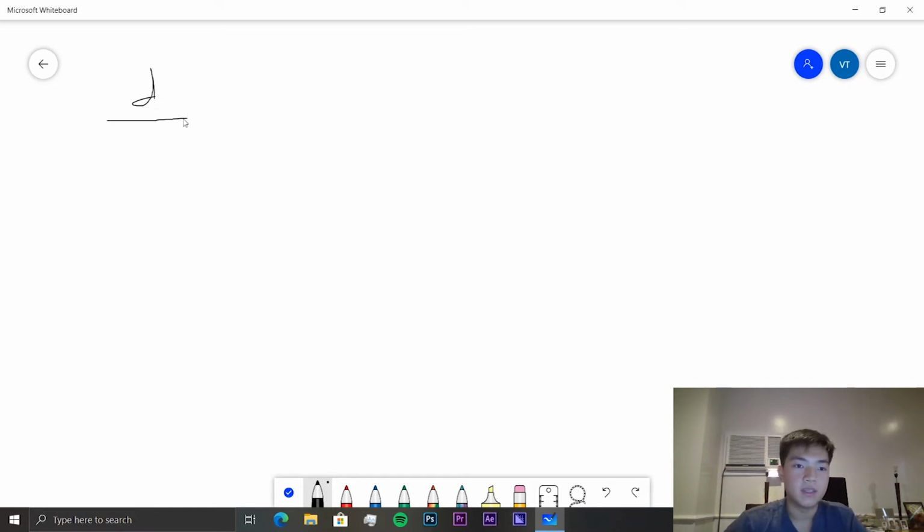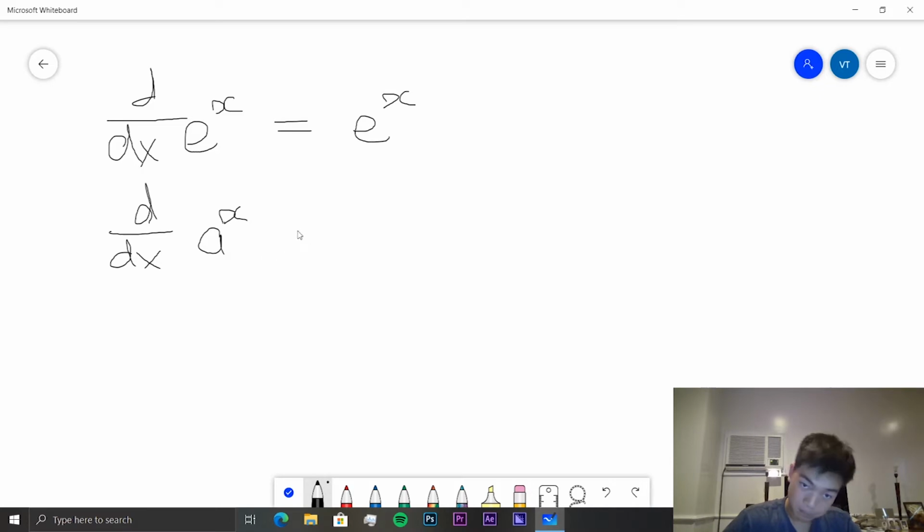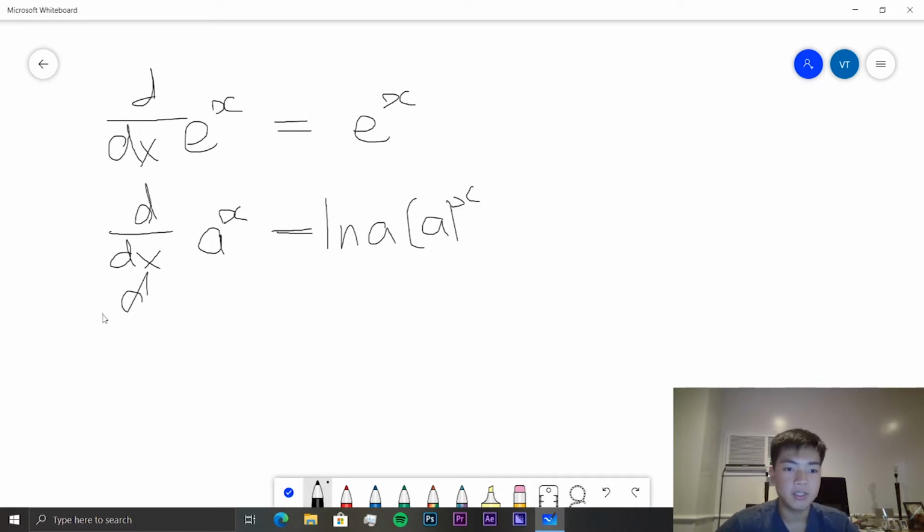First of all, the derivative of e to the x is equal to e to the x. That's number one. The second one is the derivative of a to the x, where a is any constant, is equal to ln a times a to the x. The third one is the derivative of ln x is equal to 1 over x.